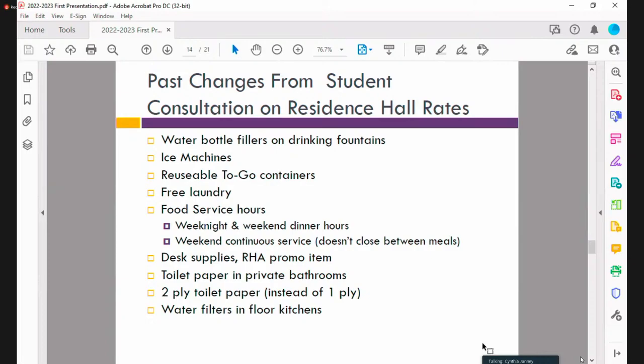Food service hours. So when I first came to the university, the dining hall closed. Dinner ended at like 6:30 or 7.